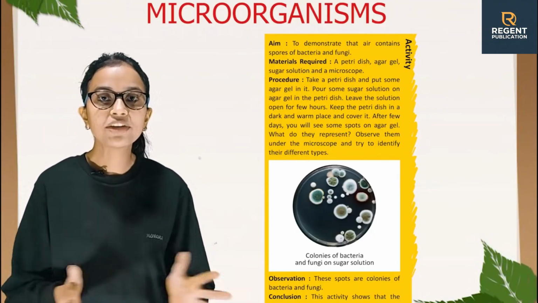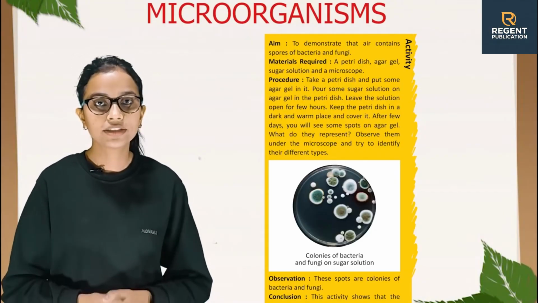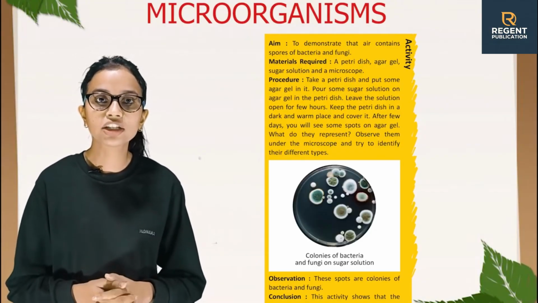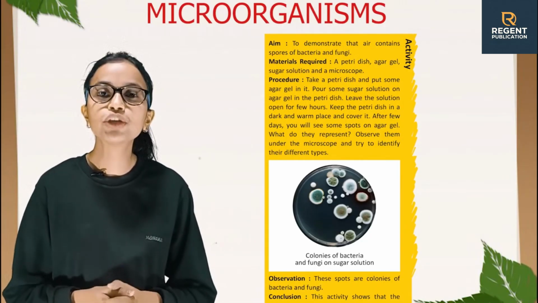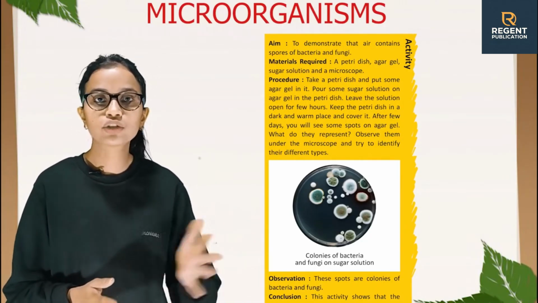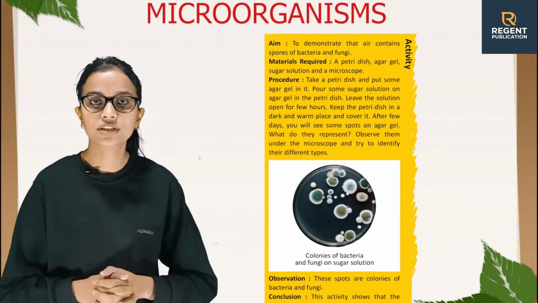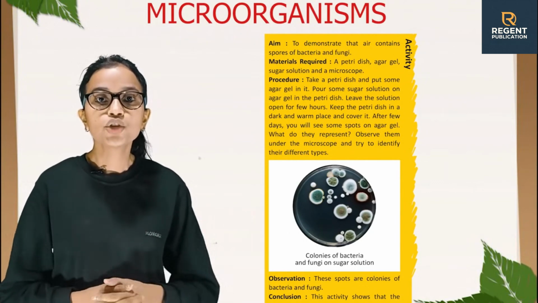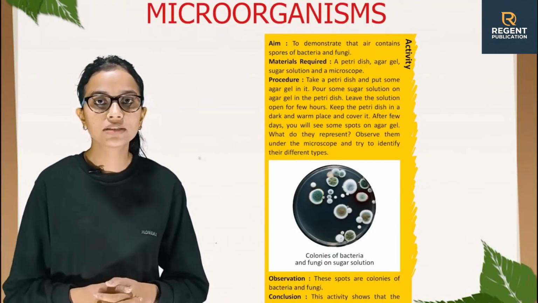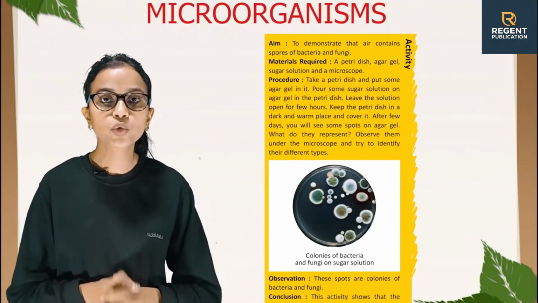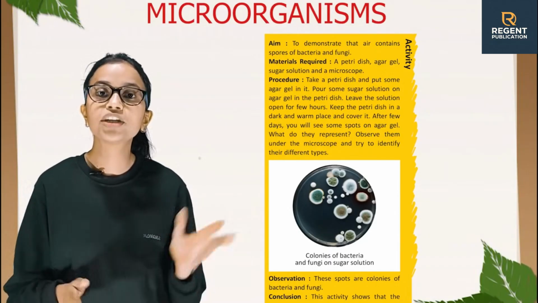Procedure. Take a petri dish and put some agar gel in it. Pour some sugar solution on the agar gel in the petri dish. Leave the solution open for a few hours. Keep the petri dish in a dark and warm place and cover it. After a few days, you will see some spots on the agar gel. What do they represent? Observe them under the microscope and try to identify their different types.